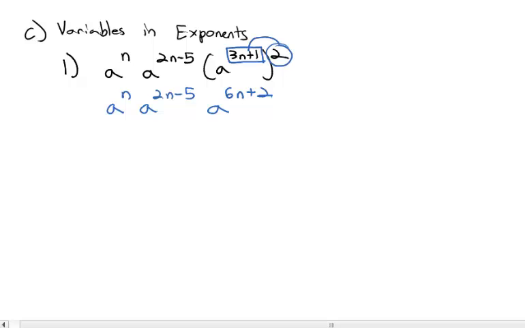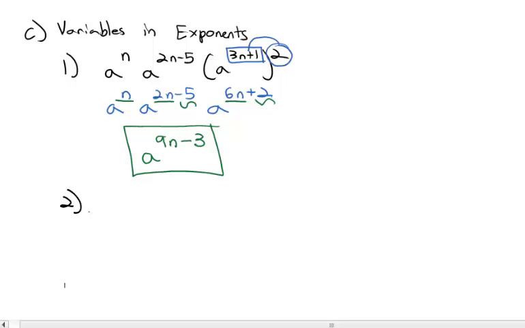Next, we know that if the bases are all the same, which they are, we can add the exponents on a. And when we add these exponents, we'll combine like terms. n plus 2n plus 6n is 9n. The other like terms, minus 5 plus 2, gives us a minus 3. And we have our final solution, a to the 9n minus 3. Same patterns, just variables in there that we get to simplify along the way.